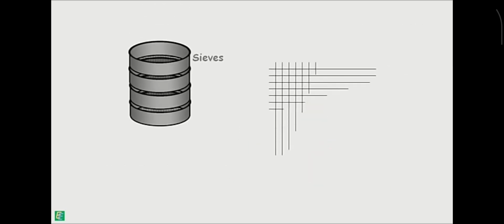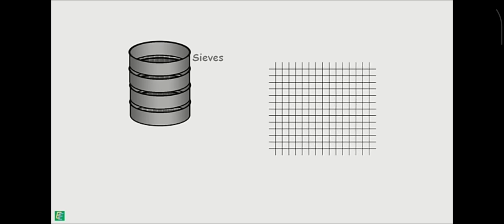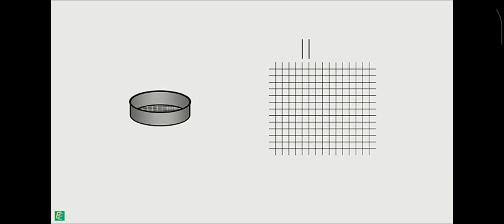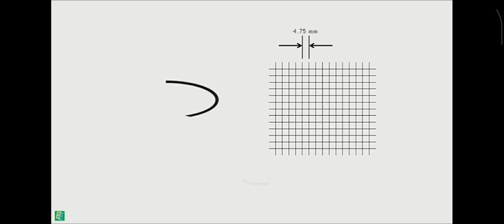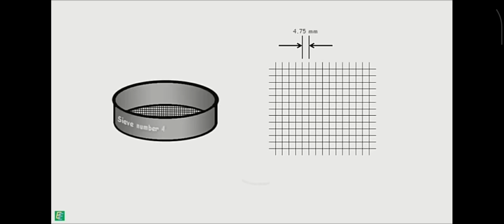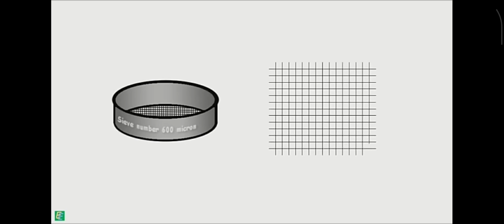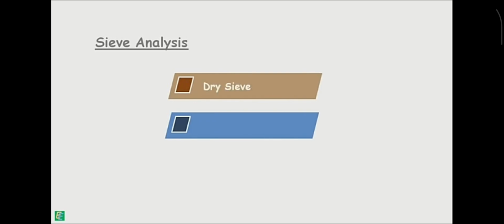Sieves are wire screens having square openings. Size of these openings gives the sieves their name, which is called sieve number. A sieve with a mesh opening of 4.75 mm is designated as 4.75 mm sieve. Similarly, a 600 micron sieve refers to a sieve which has a mesh opening of 0.6 mm. Sieve analysis itself is done in two ways: dry sieve analysis and wet sieve analysis.